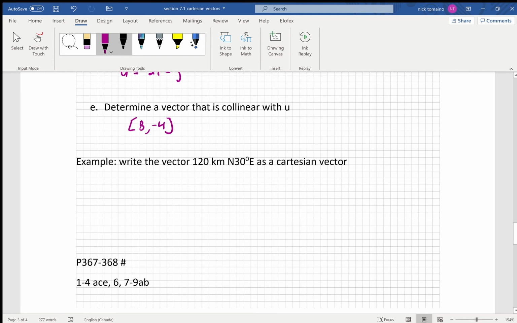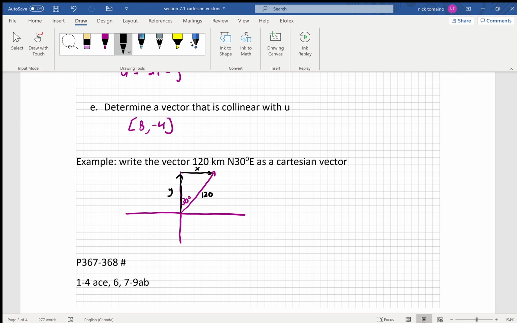Okay, now write the vector 120 kilometers north 30 degrees east as a Cartesian vector. Okay, so we'll draw it out. And we're going to go north and then 30 degrees to the east. So we have 30 here. And we want to figure out its x and its y coordinate. Okay, and that's 120 there. All right, so there's our x, there's our y.